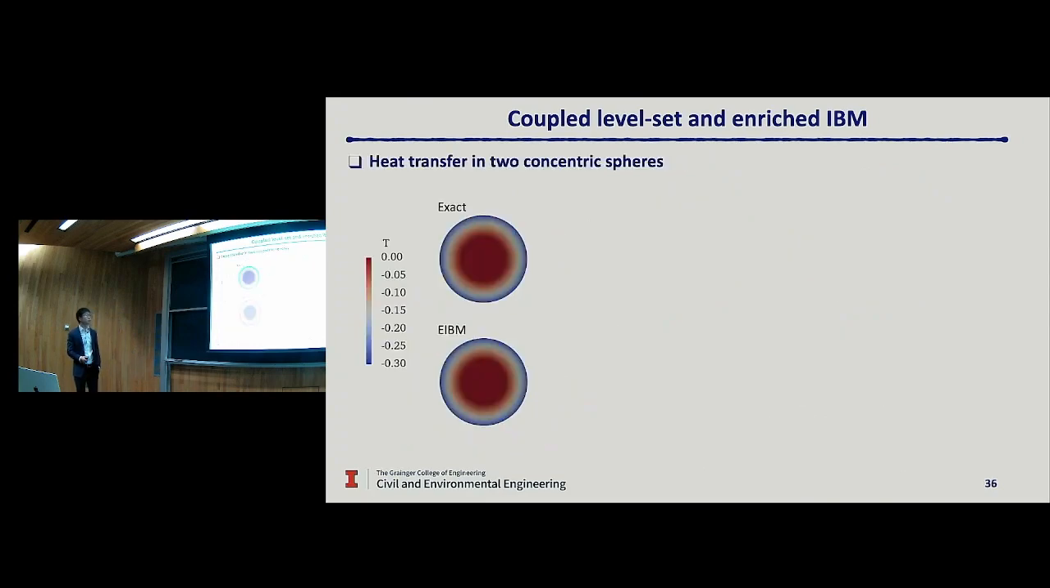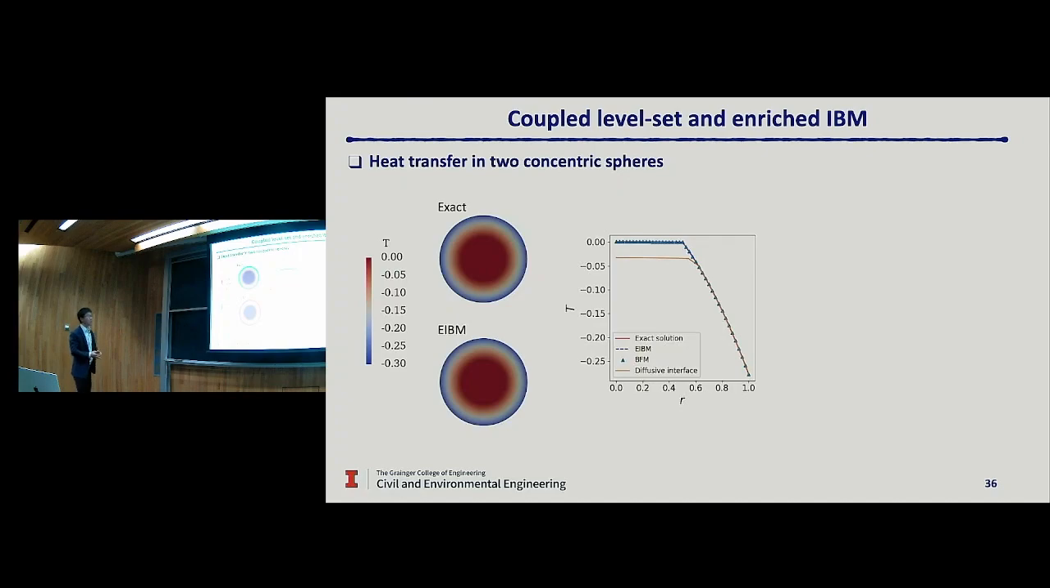So I want to show you the performance. This is very important. So let's revisit that heat transfer in concentric spheres. Again, this is the exact solution. Now this is the solution through the EIBM approach I showed you. Can you see the difference? You barely see the difference, right?